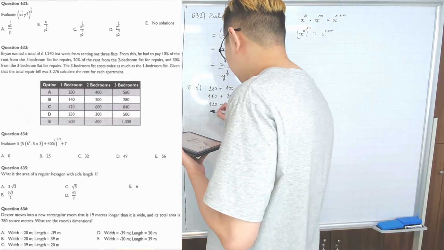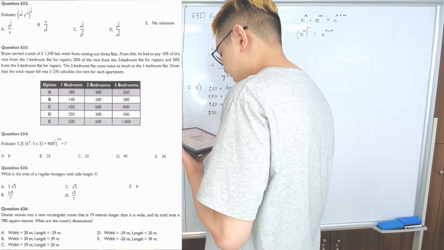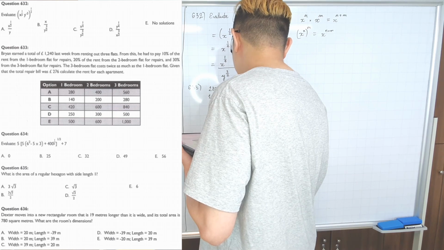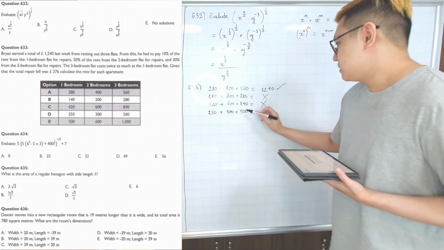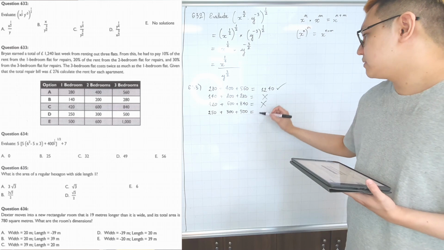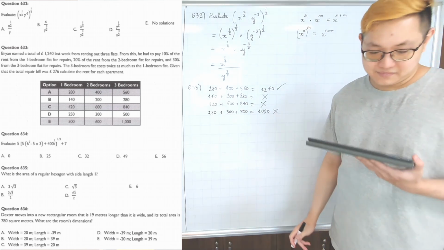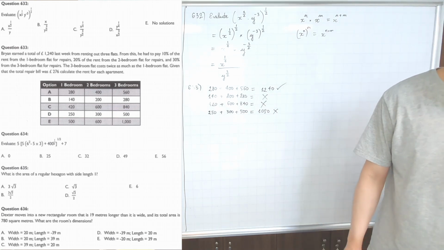D, 250 plus 300 plus 500. So this is 800 plus 250, which is going to be 1050, which is also not good. It's just that simple.